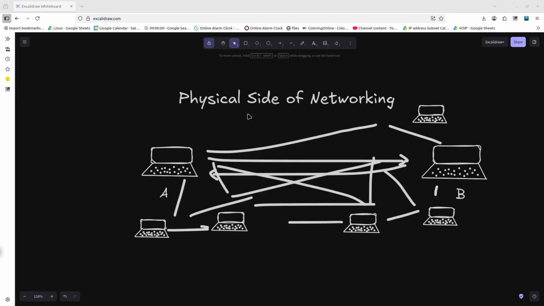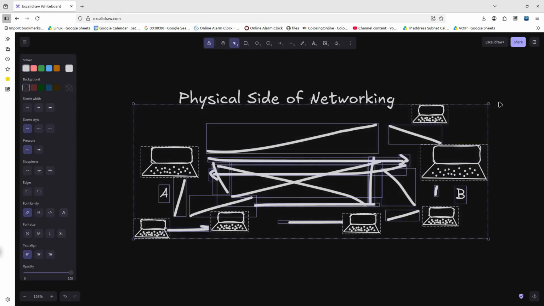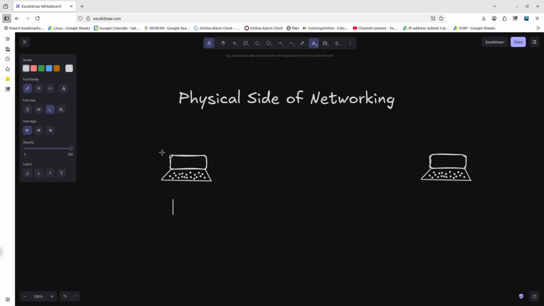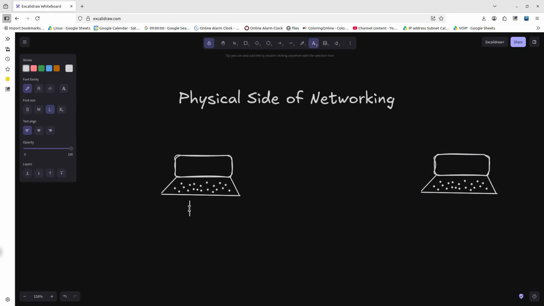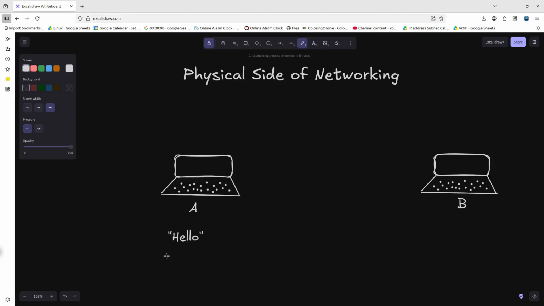Now let's get back to our original example of two computers. Let me just clean up this board. So now we have two computers at our disposal. Computer A, I'll call this, and computer B. So let's say computer A wants to send hello to computer B, how would that physically get transformed? It's not going to send the alphabets H-E-L-L-O to B, right? That's not how it works. Instead, it will convert it to ones and zeros.